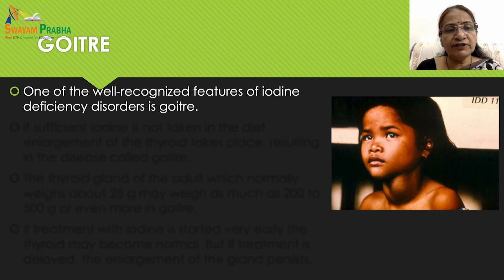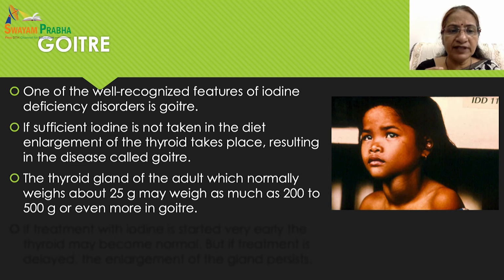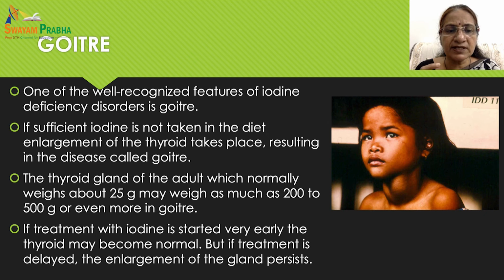Now, goiter. One of the well recognized features of iodine deficiency disorders is goiter. If sufficient iodine is not taken in the diet, enlargement of the thyroid gland takes place, resulting in the disease called goiter. The thyroid gland of the adult, which normally weighs about 25 grams, may weigh as much as 200 to 500 grams or even more in goiter. If treatment with iodine is started very early, the thyroid may become normal. But if treatment is delayed, the enlargement of the gland persists.